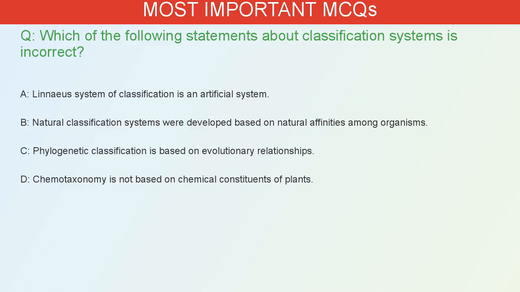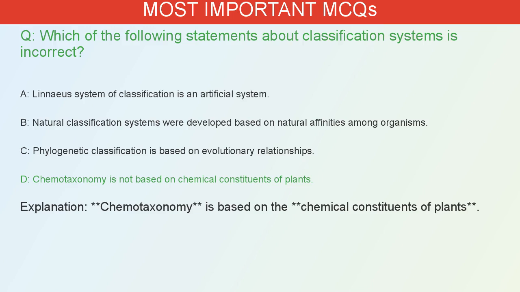Which of the following statements about classification systems is incorrect? A. Linnaeus system of classification is an artificial system. B. Natural classification systems were developed based on natural affinities among organisms. C. Phylogenetic classification is based on evolutionary relationships. D. Chemotaxonomy is not based on chemical constituents of plants. The correct answer is D. Chemotaxonomy is based on the chemical constituents of plants.